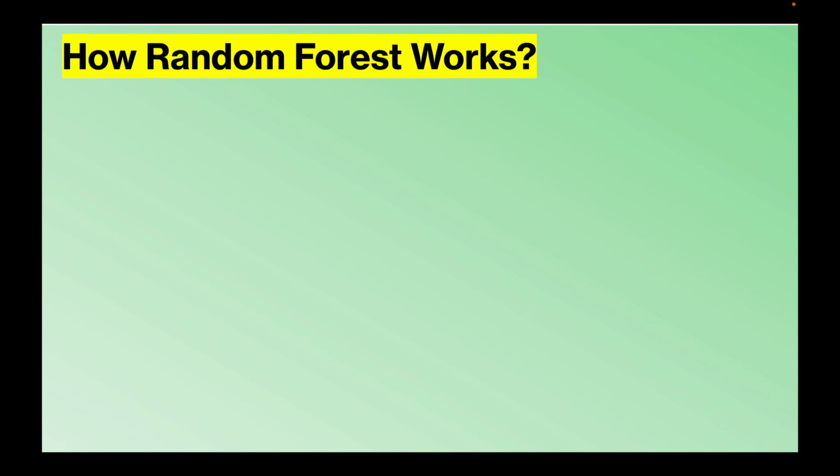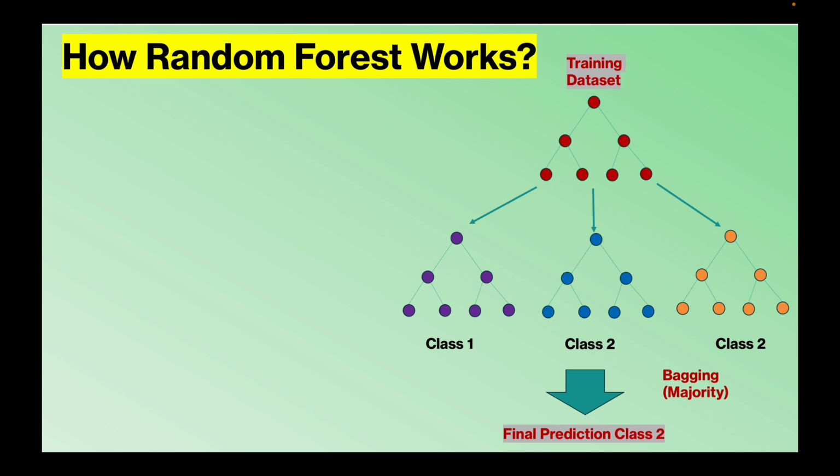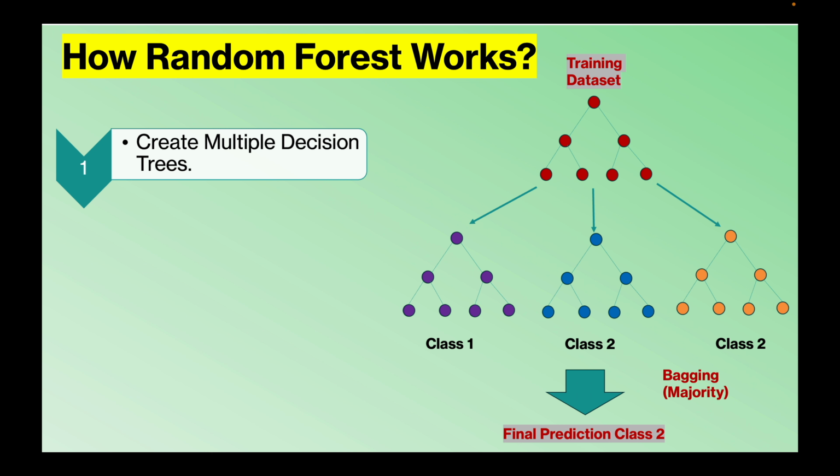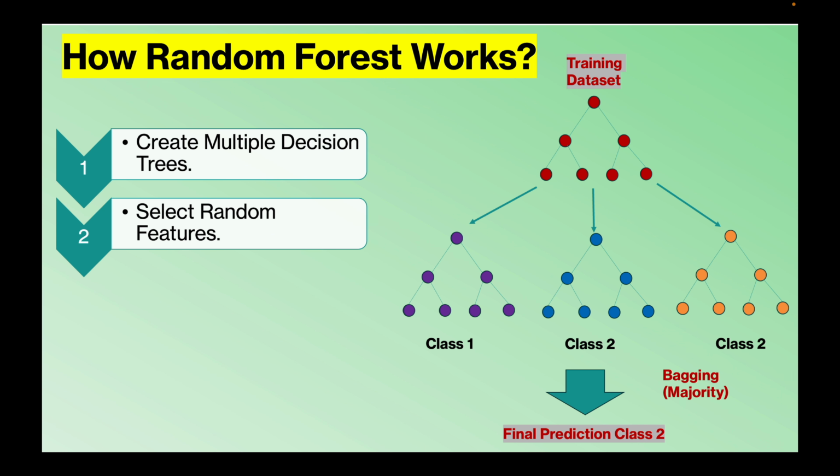How random forest works. So this is the structure of random forest. Now let's see step by step. First is to create multiple decision trees. That is, each tree is trained on bootstrapping. That means randomly selecting samples with replacement to create subsets. That's why each tree gets different datasets like class 1 and class 2. Another step is to select random features. At each split, only a subset of features is considered, and this step prevents all the trees from being identical and it reduces the correlation.